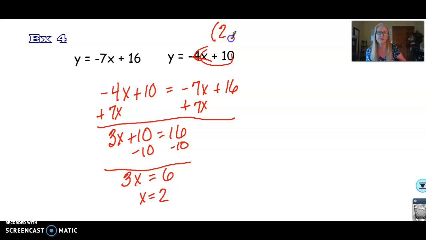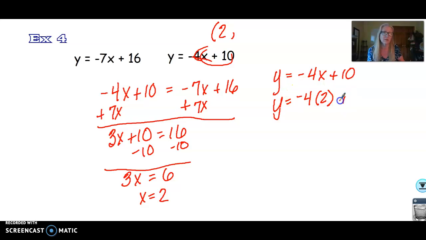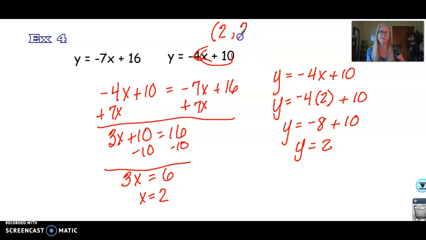And I think we all know that means x is 2. So x is 2. And now I want to substitute in, doesn't matter which one. I guess I can use this guy here. If I'm going to use y equals -4x plus 10, the one you can just barely see because I scribbled all over it, I substitute 2 for the x. So that gives me -4 times 2 plus 10. So y equals -8 plus 10. So y is 2. Pretty cool, right?